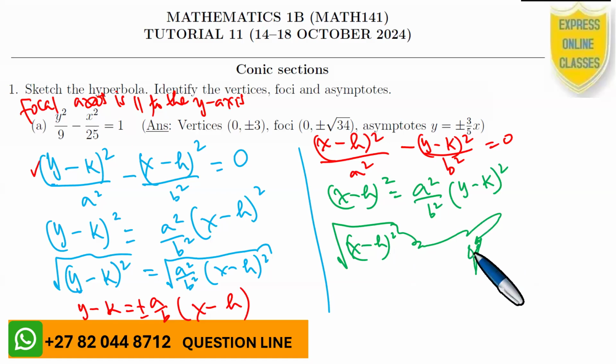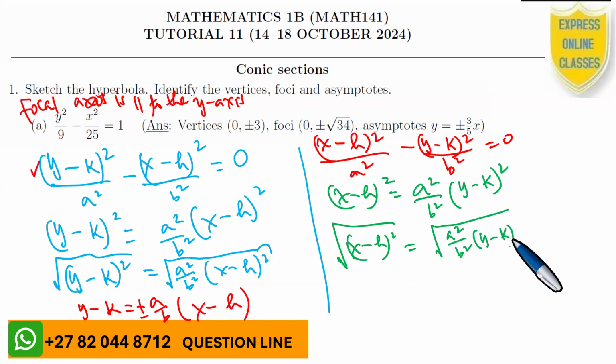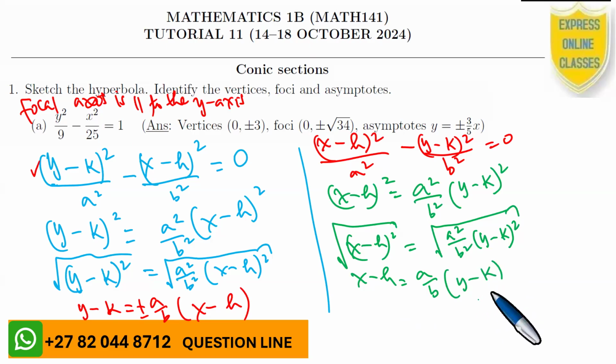Right, so we would get the following. We'd have that this is equal to the square root of a squared b squared y minus k squared. And this in the end becomes what? It becomes exactly x minus h, a over b, y minus that. Okay.